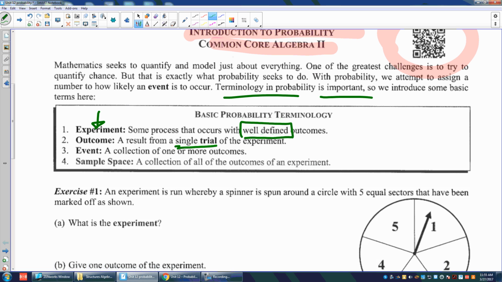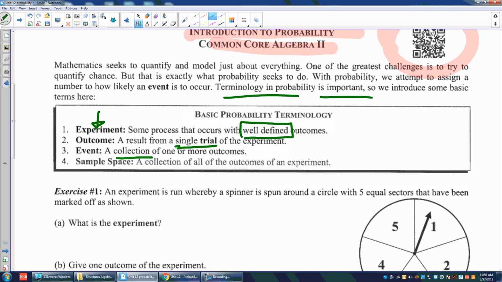An event is a collection of one or more outcomes. So if I have a die, or a spinner, or a deck of cards, or a grade scale, all of those, when I'm looking for an event, it's a collection of one or more outcomes. So I might be looking for all the odd numbers. I might be looking for everything that's blue, green, or red, the primary colors. So this is a collection. It's not a sample space.